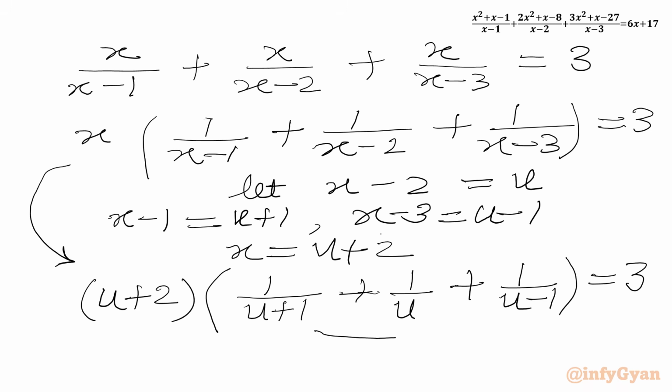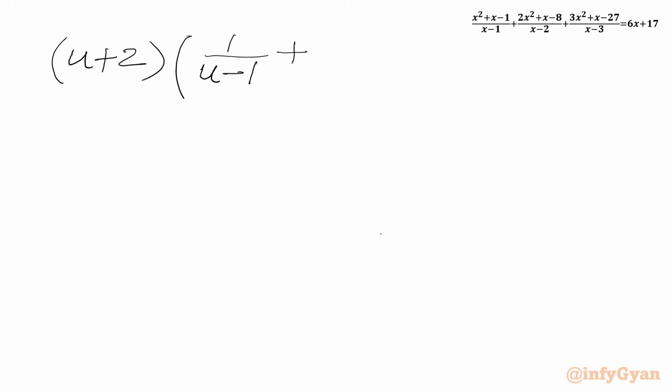Now we are going to club these two terms first. So we will write u plus 2. In other bracket we'll write 1 over u minus 1 plus 1 over u plus 1 plus 1 over u equal to 3.